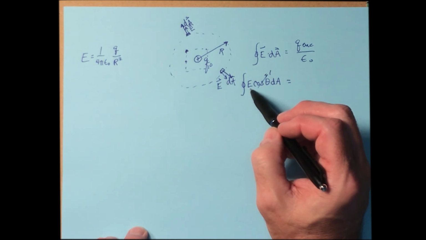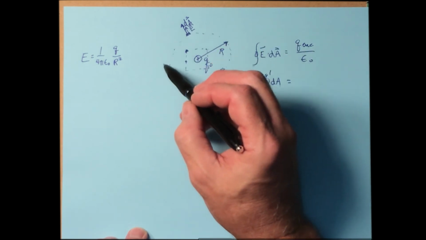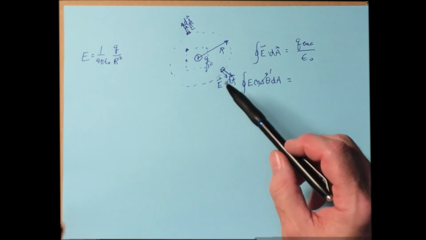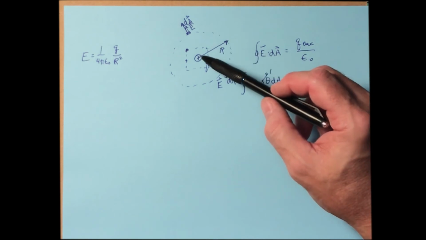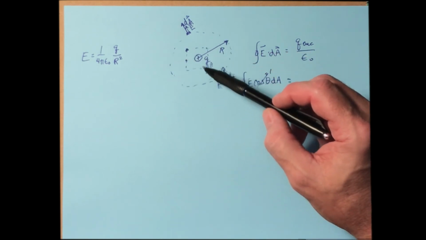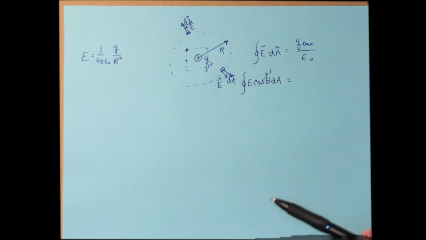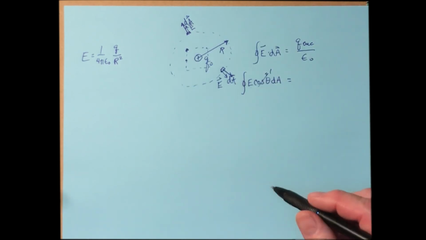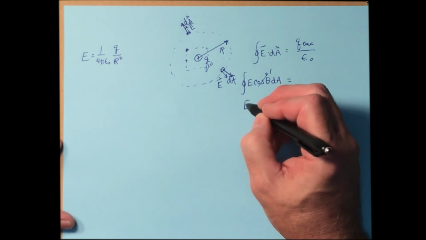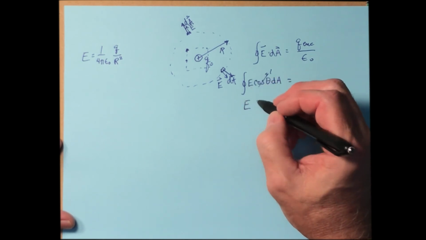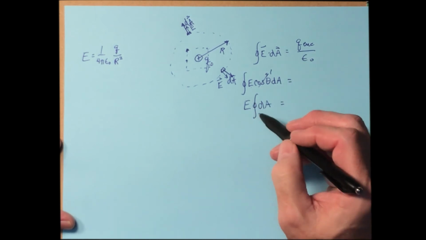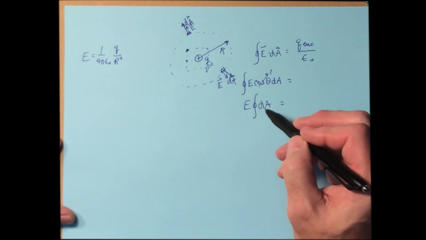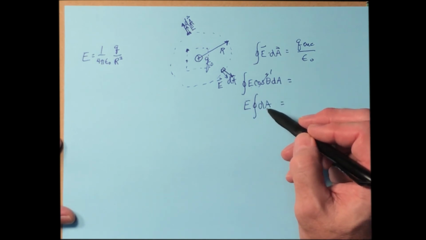Now, what about the E? The E is also constant at every point on the surface, and the reason it's constant is because we picked our Gaussian surface to be equidistant from the point charge at every point on the surface itself. So the E is going to be constant. When I factor out the E, the cosine I also factor out, but it's just 1. What am I left with? Well, the closed integral of dA. This closed integral dA is the surface area of my Gaussian surface.